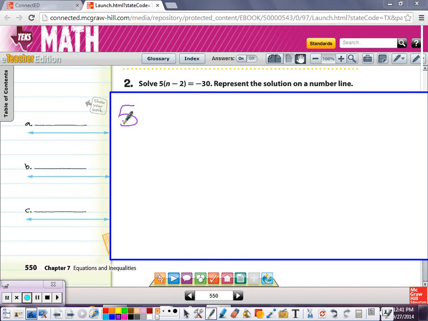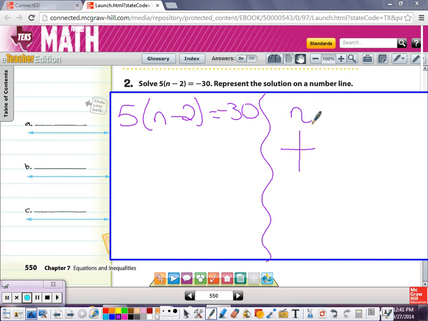Write your equation. 5 times n minus 2 equals negative 30. Make a t-chart. My variable is n, so I'm going to call my t-chart n. What do I see happening? I see it's being subtracted by 2, and that's in parentheses. And then it's being multiplied times 5. What are the opposites of these two operations? Well, the opposite of subtracting is going to be to add 2, and the opposite of multiplying is going to be divide by 5 in this case. These two steps I'm going to use to solve my problem.